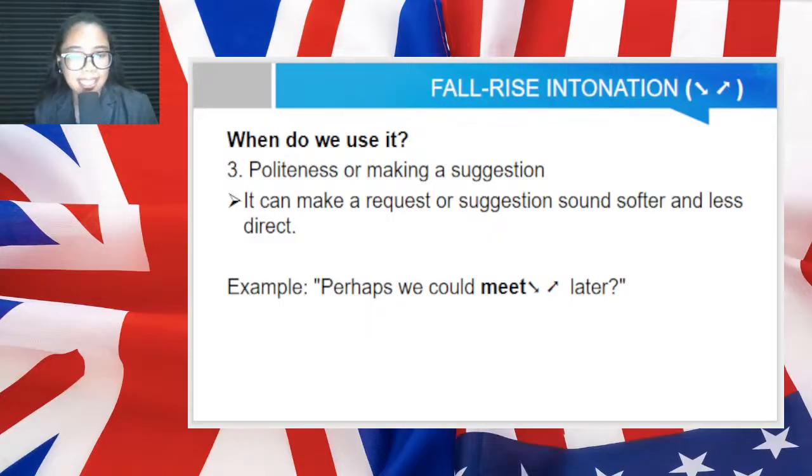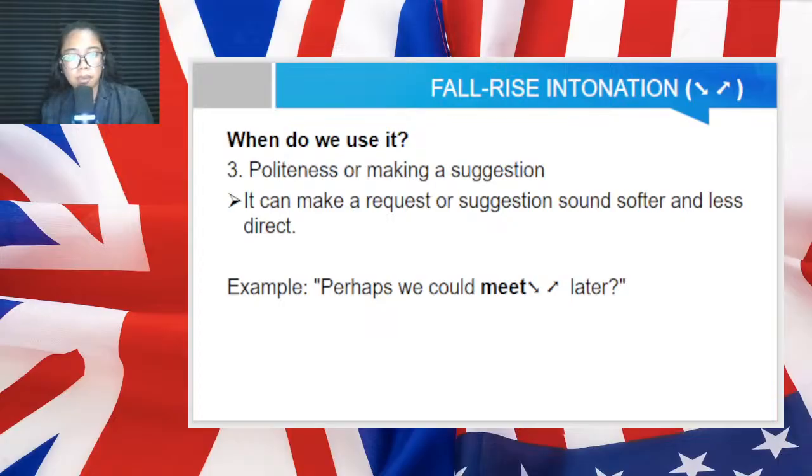Something like that. So the fall rise is a very natural way to be polite in English, to show you are not making a demand, but rather making a gentle request or an open suggestion. It's very common in everyday conversation when people want to be friendly and considerate. All right. So we have just spent a good amount of time on fall rise intonation.